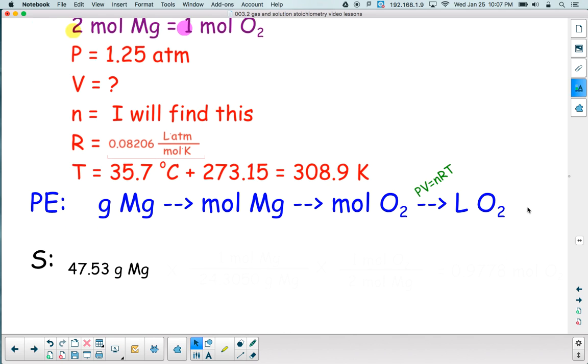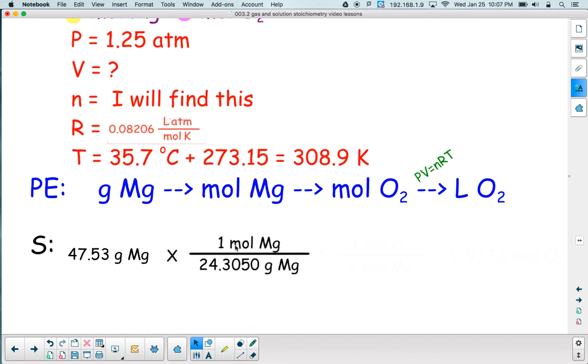Putting these ideas into practice, we start by converting grams of magnesium into moles, and then use the 2-to-1 molar ratio from the balanced chemical equation. I will need 1 mole of oxygen for every 2 moles of magnesium I have. And I find out that to use up all my magnesium, I need 0.9778 moles of oxygen. That's the number that I'm going to need for the number of moles of oxygen.